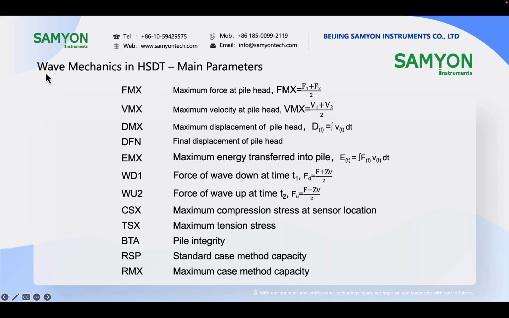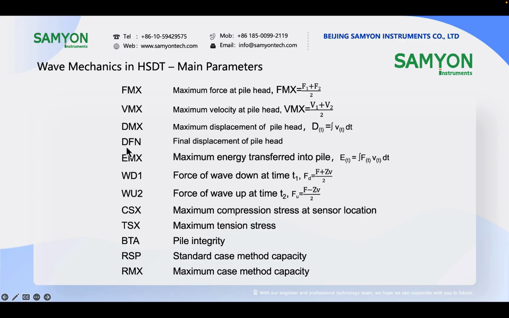And here are the main parameters of the case method. FMX, VMX. FMX means the maximum force at the pile head. Actually, it's the average of the two channels. So it equals F1 plus F2 divided by 2. The same as VMX, it's the maximum velocity at the pile head. It's also the average of the two channels.